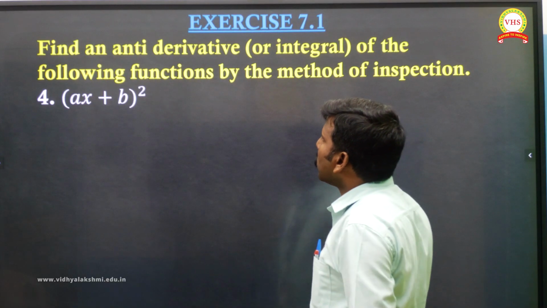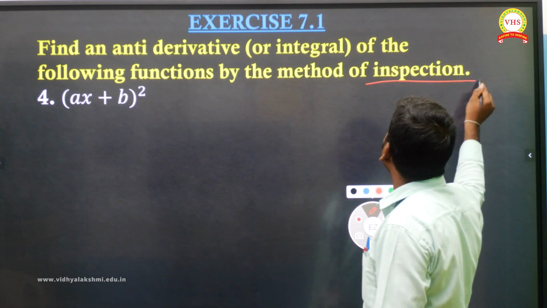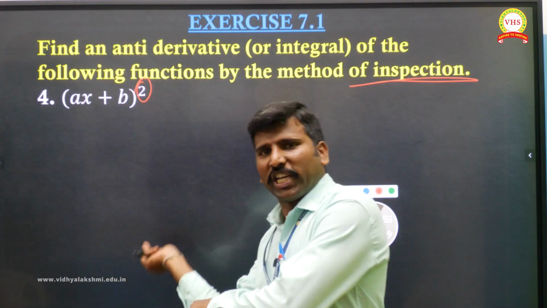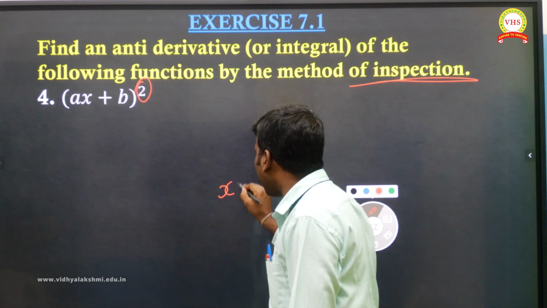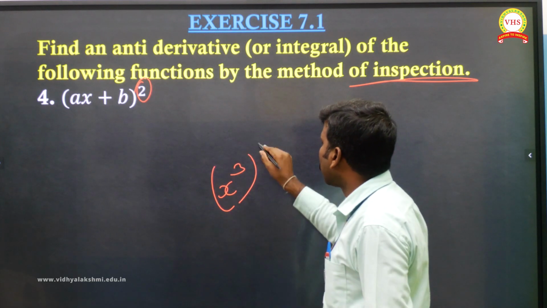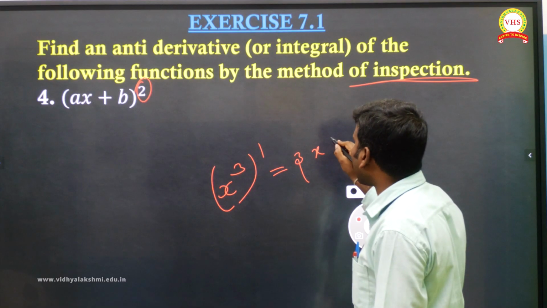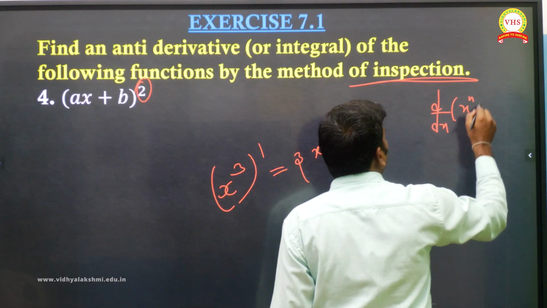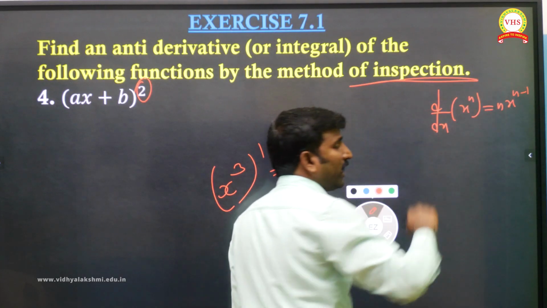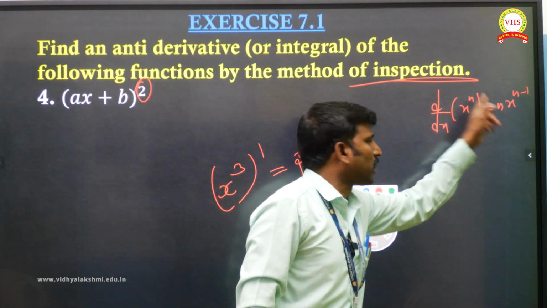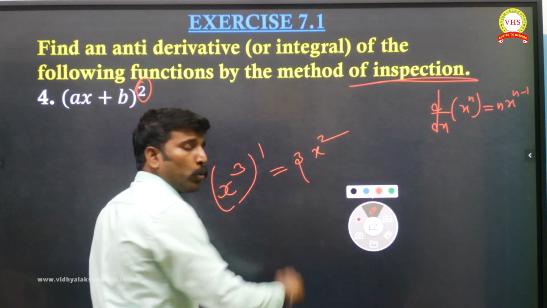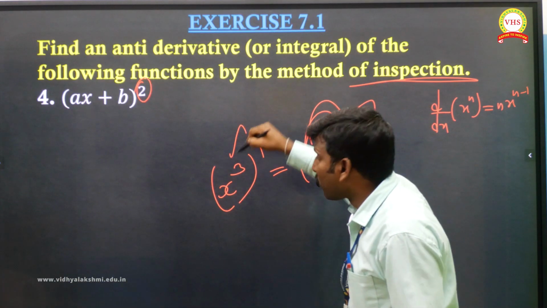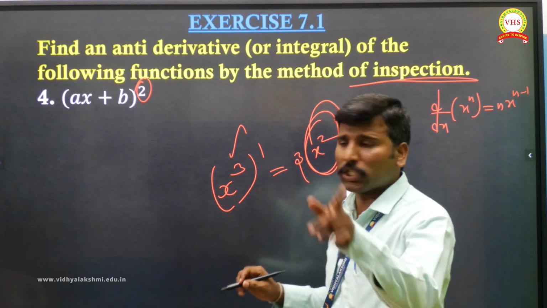Next, question number 4. This also they mentioned as method of inspection. You can notice this, and there is a square. So what do you differentiate to get a square? Listen carefully. When we have x power 3 and you differentiate this, 3 will come down and the power will be reduced by 1. The formula is: the derivative of x power n is equal to n into x power n minus 1. The power is reduced by 1, so 3 became 2. So when I differentiate power 3, I am getting power 2. That is what you want to realize.